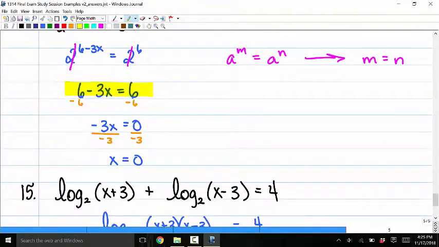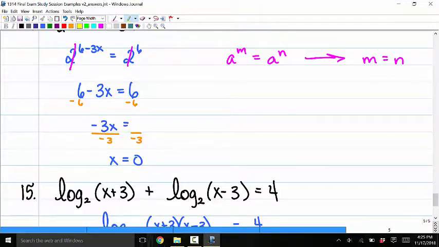To get x by itself, I need to subtract 6 from both sides. 6 minus 6 goes away. 6 minus 6 on the right-hand side is 0. So I have negative 3x equals 0. Divide both sides by negative 3. x equals 0.